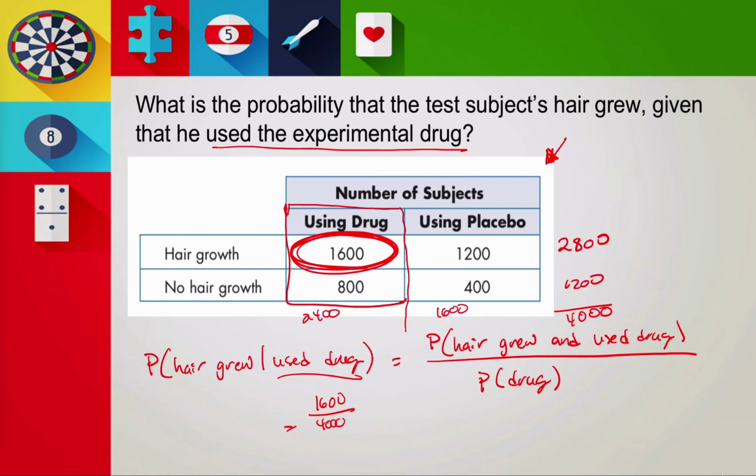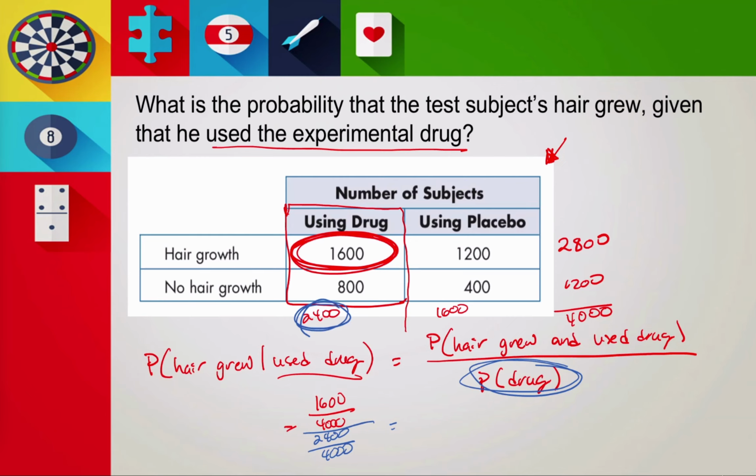And we want to divide that just by the probability of using the drug. So how many people use the drug? That's 2,400 over 4,000. If we're randomly picking one person, the probability that they used the drug and had hair growth is 1,600 out of 4,000. The probability that they used the drug, regardless of whether or not they had hair growth, is 2,400 out of 4,000.